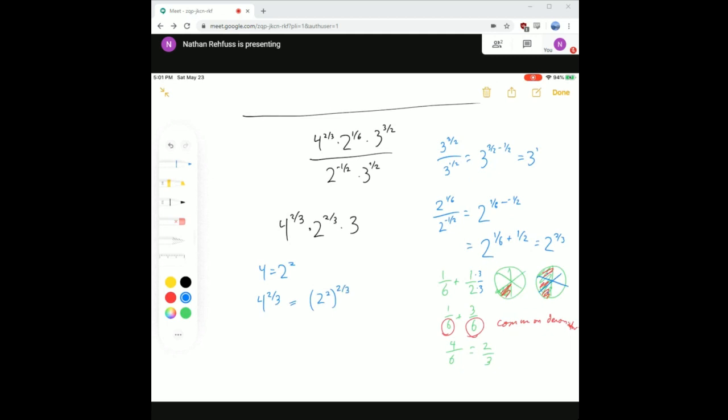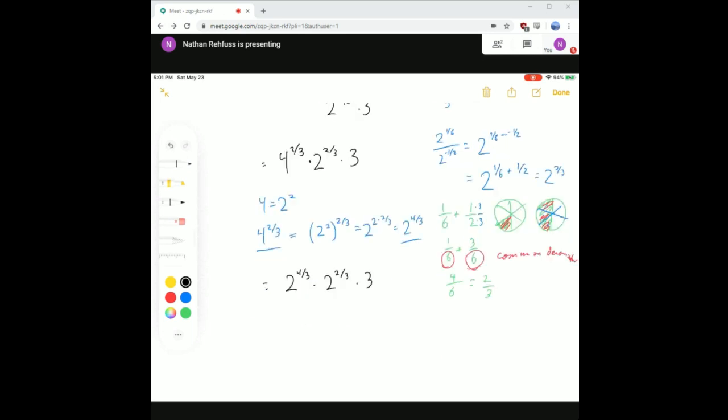But these are nested exponents. The nesting rule says I can write that that's 2 to the power of 2 times 2/3, 2 to the 4/3. So 4 to the 2/3 is the same as 2 to the 4/3. That's fun. So I'm going to rewrite this expression again as 2 to the 4/3 times 2 to the 2/3 times 3.